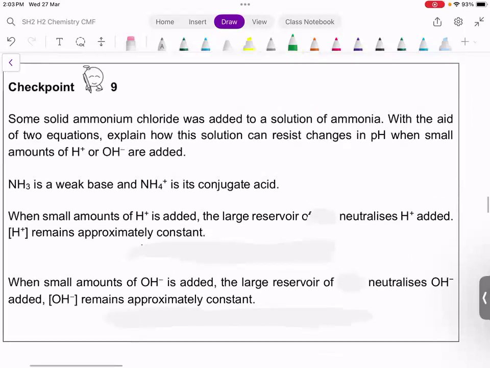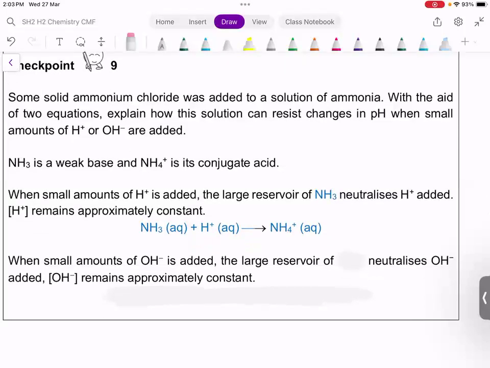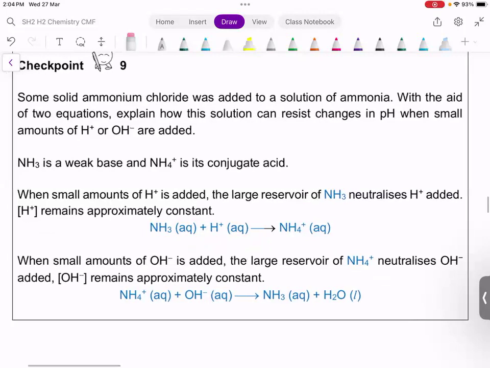Okay, checkpoint 9. You're supposed to do this as homework as well, right? So very quickly, this is what you will see. H plus will be removed by your weak base, and this is the equation. OH minus will be removed by your ammonium, and this will be represented by the equation here. Any question?